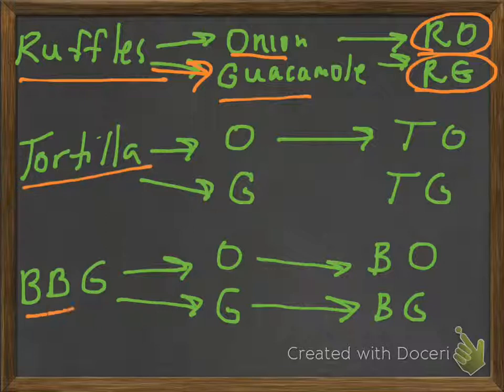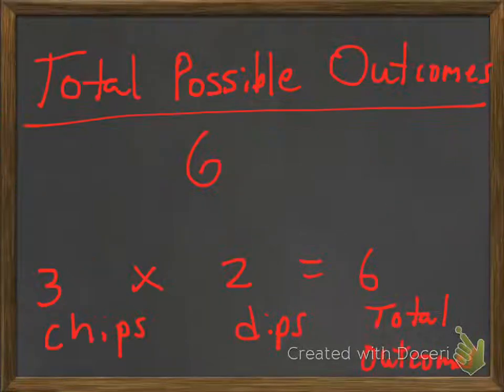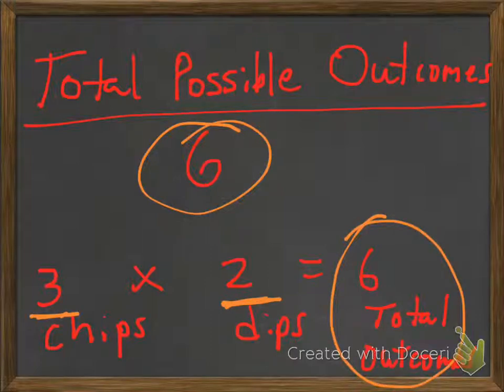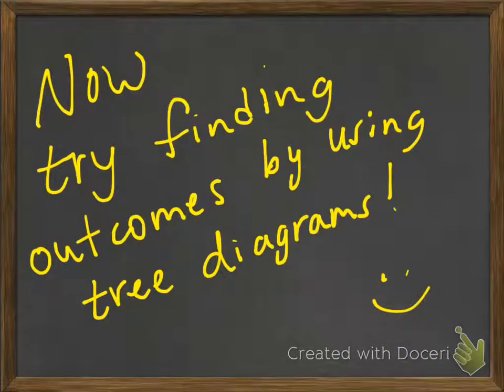Same thing with tortilla and barbecue chips. You're going to get tortilla and onion, tortilla and guacamole, barbecue and onion, and barbecue and guacamole. Those are the only possible outcomes you can get. There's nothing else. So, total possible outcomes are 6. In other words, 3 kinds of chips times 2 kinds of dips, you're going to get 6 total outcomes. Hopefully you got the same answer. Now try finding some outcomes by using a tree diagram in other situations. Good luck.